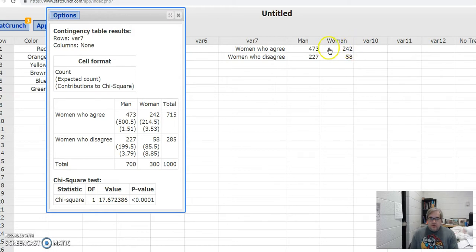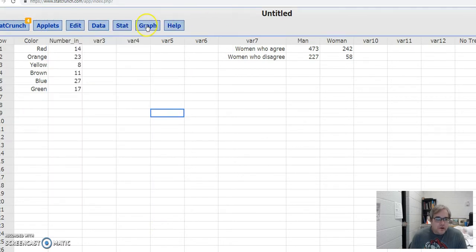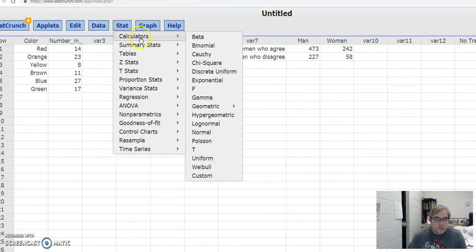Well, you notice there are 2 columns and 2 rows. If I look at the degrees of freedom for the columns, it'd be 2 minus 1, or 1. For the rows, it's 2 rows, so 2 minus 1 is 1. And I would take the degrees of freedom for the rows times the degrees of freedom for the columns, so 1 times 1 is 1.